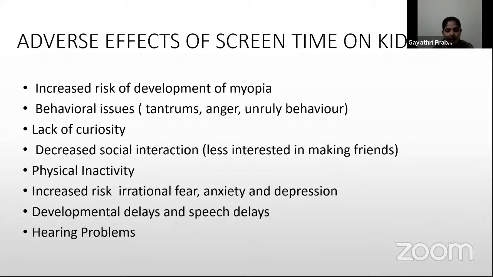Then they also have increased anxiety, depression. They are more prone to developmental delays and speech delays and hearing problems.